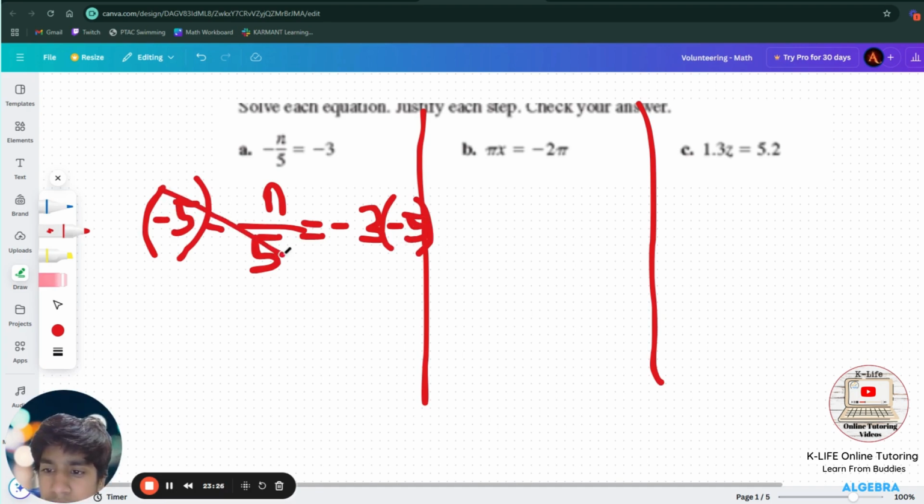So that means this is going to cancel out. So it's just going to be n equals negative 3 times negative 5. Same sign when multiplying, so it's going to be positive for sure. 3 times 5 is 15, as we know. I hope. Just joking. So n should equal 15. I hope that's what you guys got.